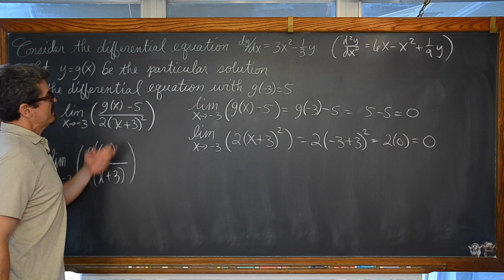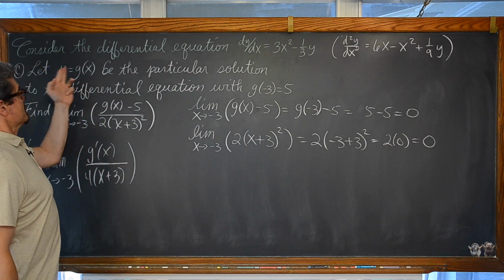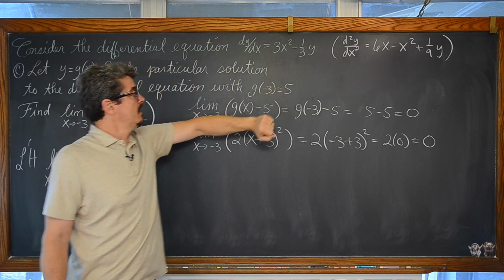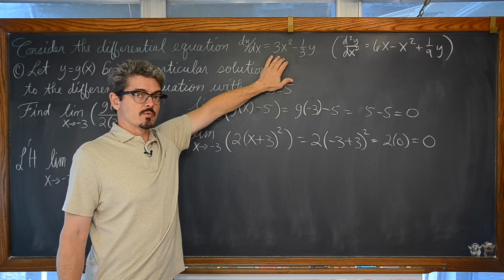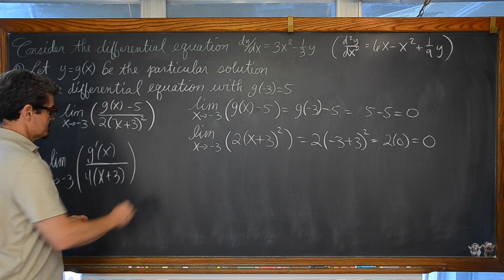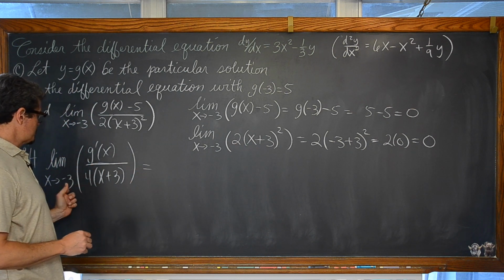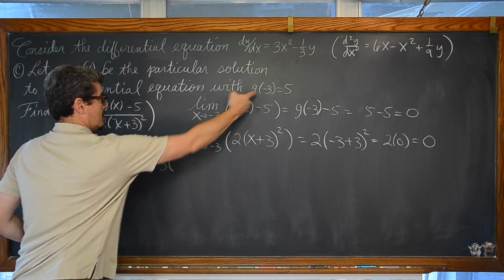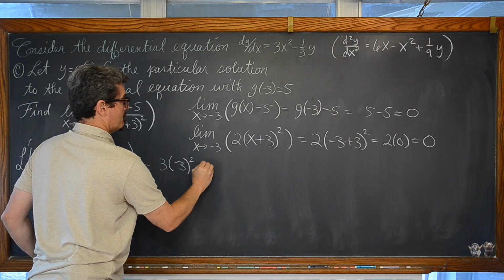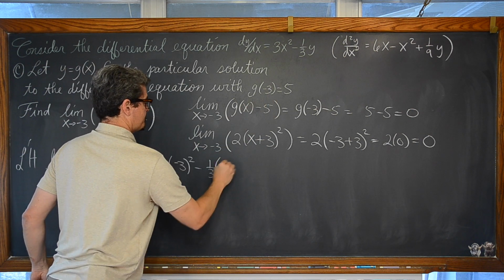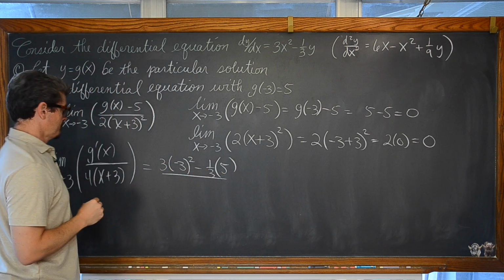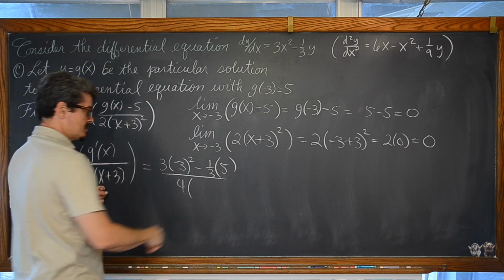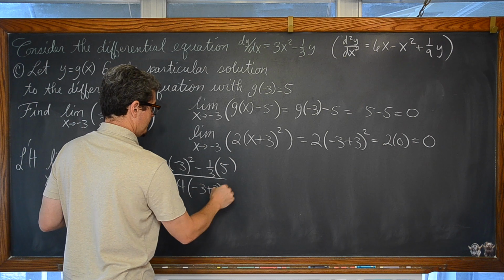Well, we basically were introduced to a new variable, but we said let y equals g of x be the particular solution to this differential equation. So we're going to plug in that point of negative 3, 5 into our first derivative, our differential equation here, and see what happens. So we have the limit as x approaches negative 3 of g prime of x is going to be equal to 3 times our x coordinate of negative 3 squared minus 1/3 our y coordinate, which was 5, over 4 times x plus 3, well, x is negative 3, so we have 4 times negative 3 plus 3.